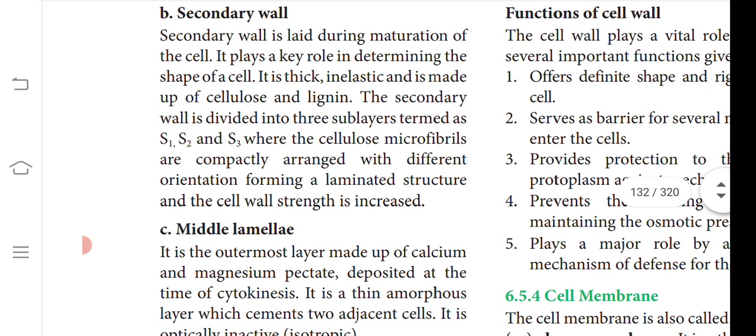So here the secondary wall is laid during maturation of the cell. It plays a key role in determining the shape of the cell. It is thick, inelastic, and is made up of cellulose and lignin.